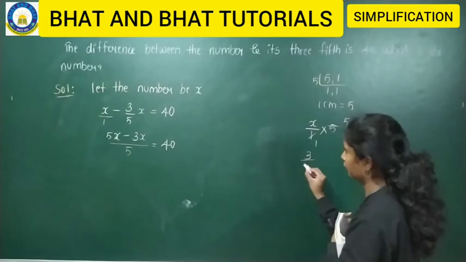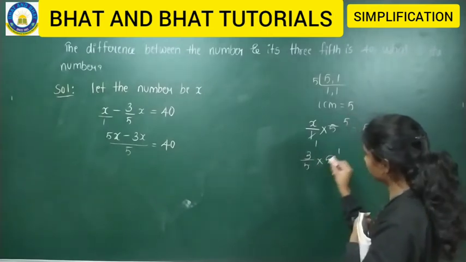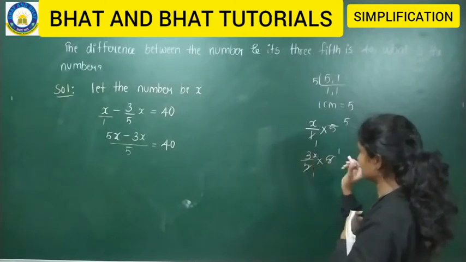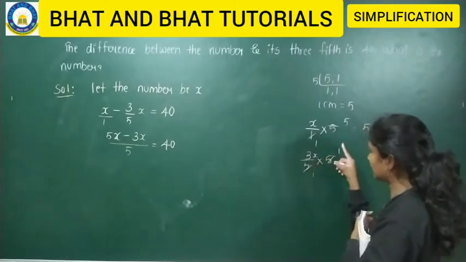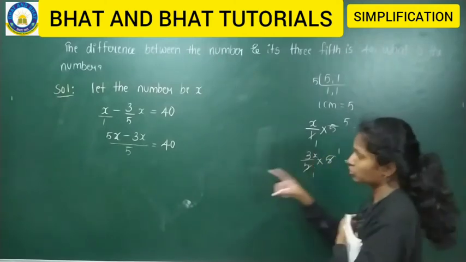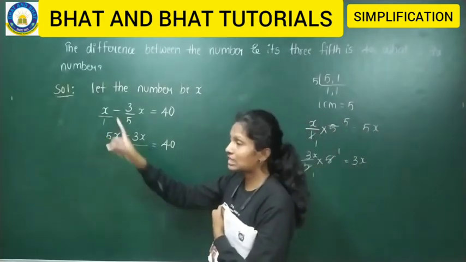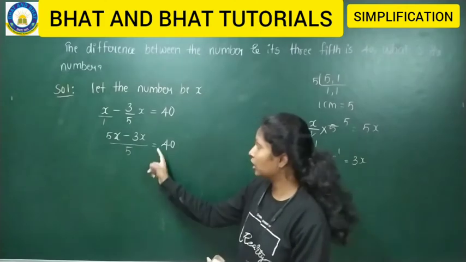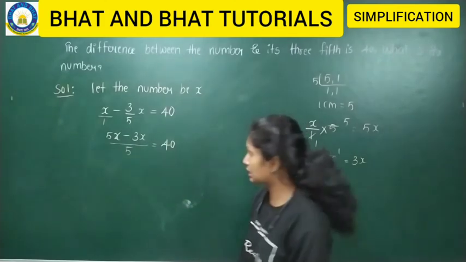3 by 5 into 5. 5 ones are 5. So there is an x, right? 3x, and 3x into 1 is 3x. Since there is a sign of subtraction, I am putting the sign of subtraction here. It's equal to 40 as it is.